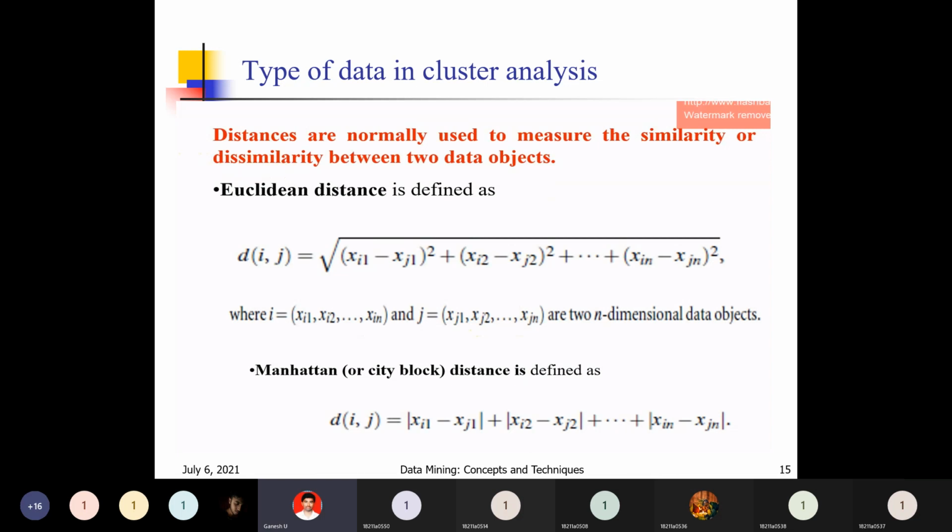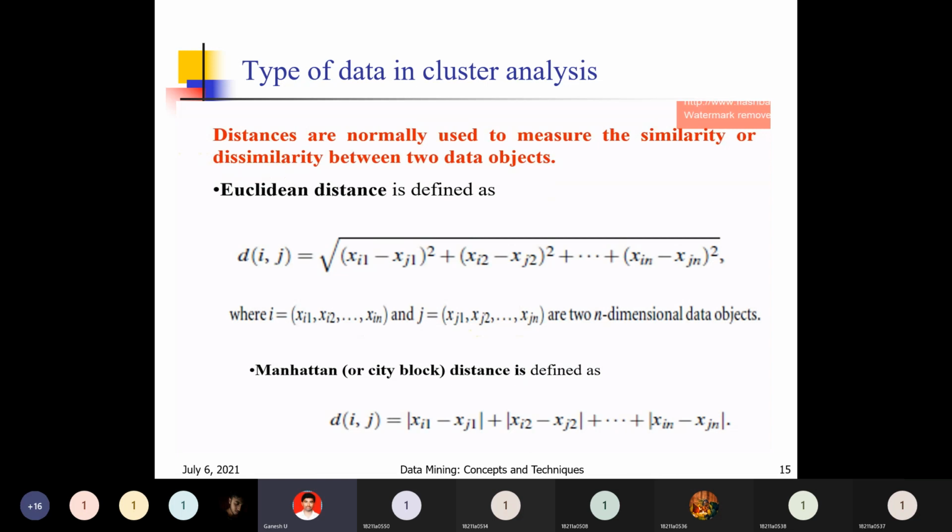Manhattan distance, which we also call city block distance. For the same data objects, Manhattan distance can be calculated using the formula mod of (xi1 minus xj1) plus mod of (xi2 minus xj2) and so on, plus mod of (xin minus xjn). These are the different distances we have to find out before going to clustering.